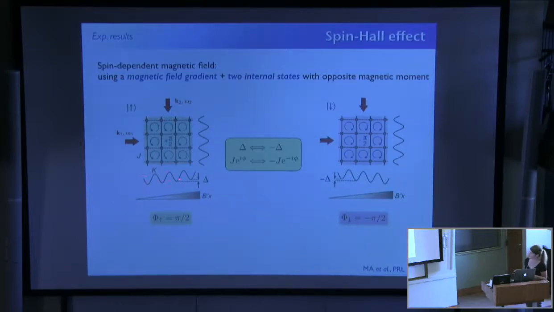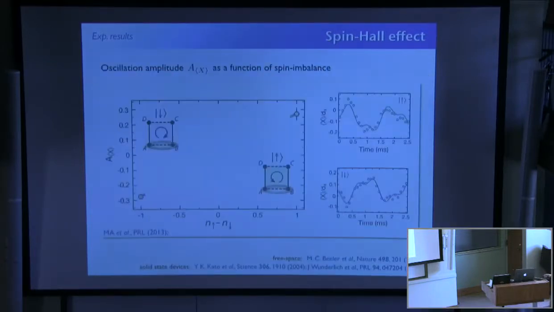So if we create the linear potential using a magnetic field gradient, now the 2 spin components will see opposite potentials. And since they see opposite potentials, they will see complex hopping matrix elements with different signs in front of the phase factor. And this will lead to fluxes that have the same strength but opposite direction. And this allowed us to observe the spin Hall effect in an optical lattice.